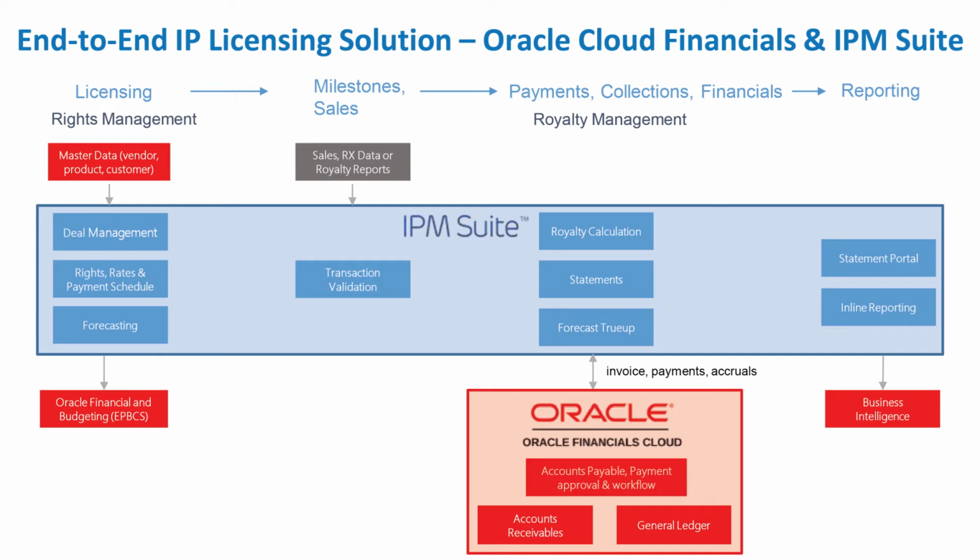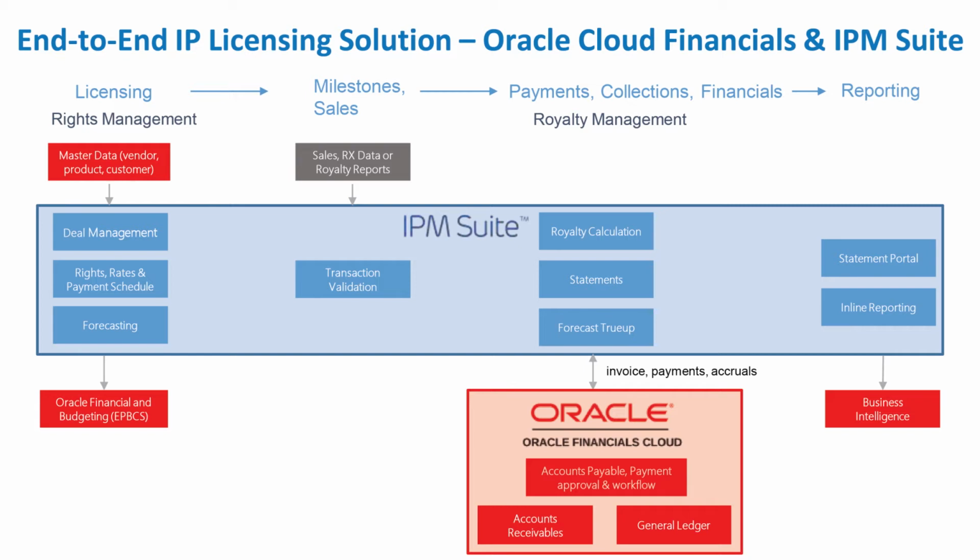Moving from there to the royalty management side, we have our royalty calculations, our statements, and our forecast true-up. The royalty calculation we spoke a little bit on, where we have that transaction information coming in, going through that validation, ultimately generating the statements, or rather the invoices to be paid. And then the forecast true-up. Again, we have that new sales information that we can then apply to our previous forecast modules.